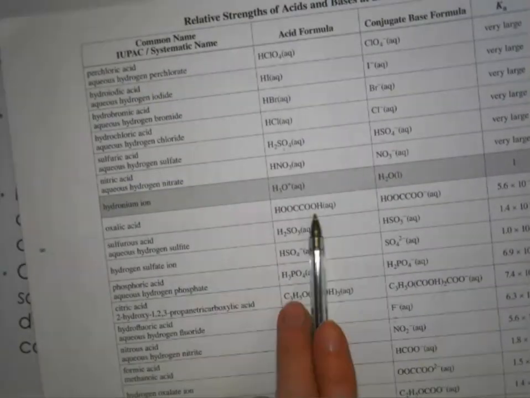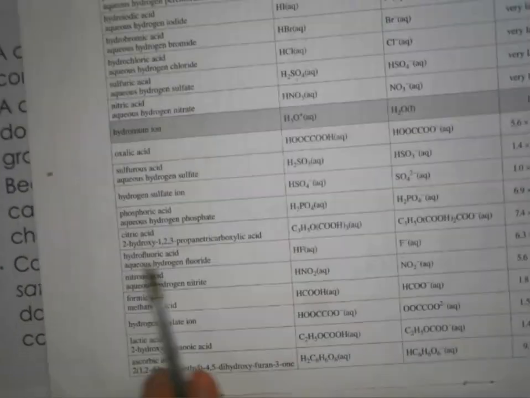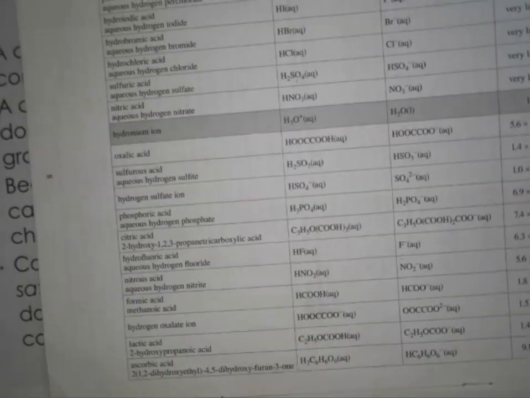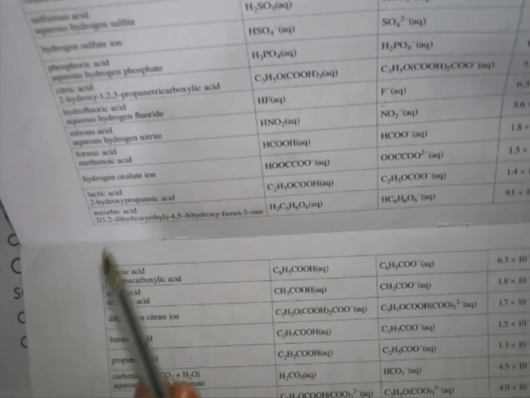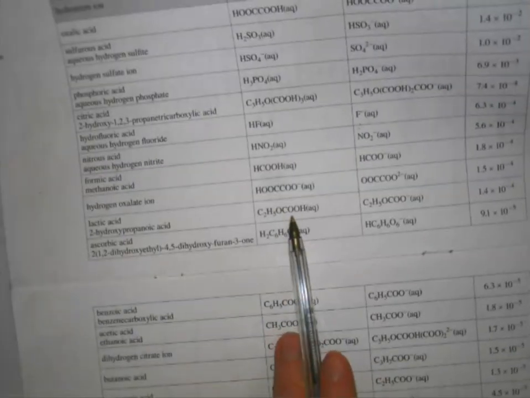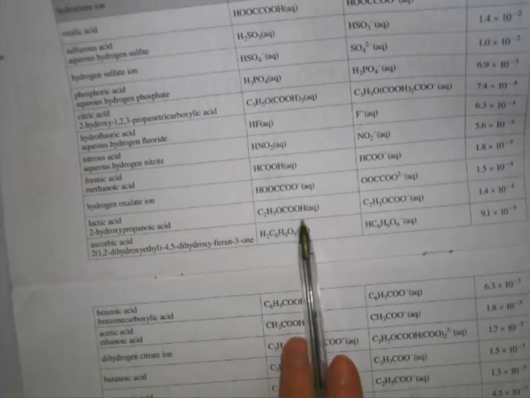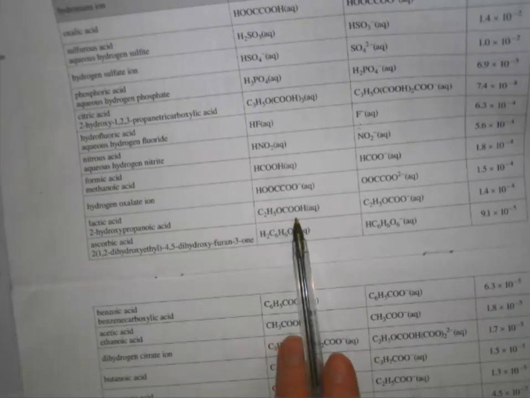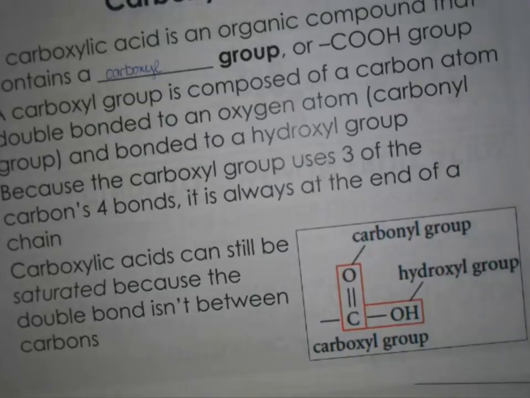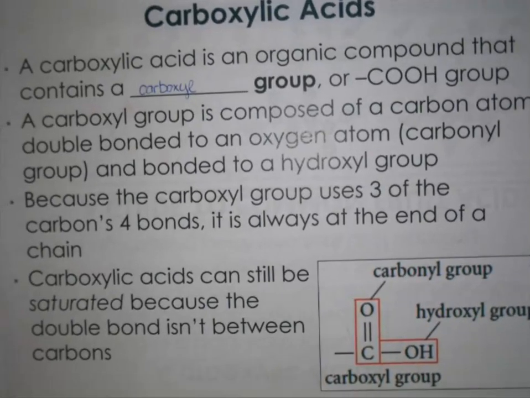So for example, if we look on here, oxalic acid, you can see it has the COOH there. Citric acid here again with the COOH. Some pretty common ones. Lactic acid, you might know that from the fact that it can accumulate in your muscles when you're doing anaerobic exercise. So we see that quite a bit when we work with acids.